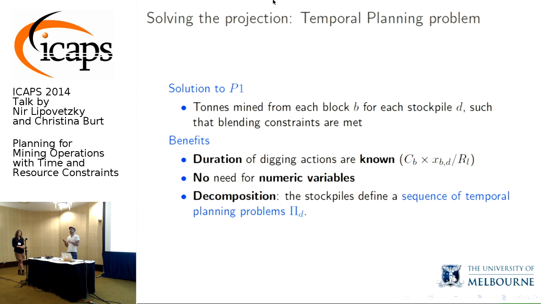Then there is no need to reason about numerical variables. We know that the constraints over the blends are going to be met because that's taken care of in P1 or H1. And then we can further decompose, under the assumption that we can only do one stockpile at any time, and we solve the stockpiles one by one, and then we just sequence the plans for each stockpile.